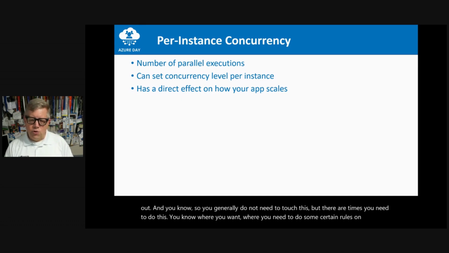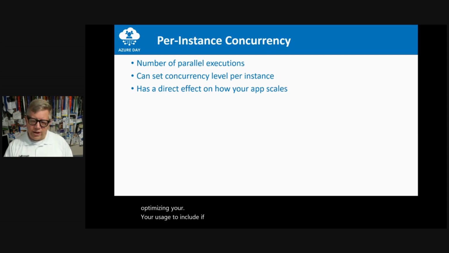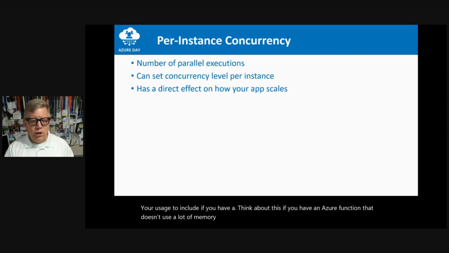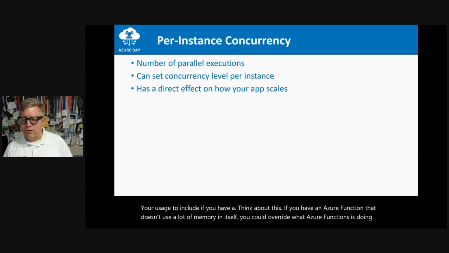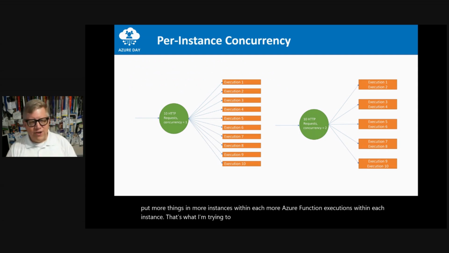To include, think about this: if you have an Azure function that doesn't use a lot of memory in itself, you could override what Azure Functions is doing and put more things in, more Azure function executions within each instance. That's what I'm trying to say. Here's a visualization of that.